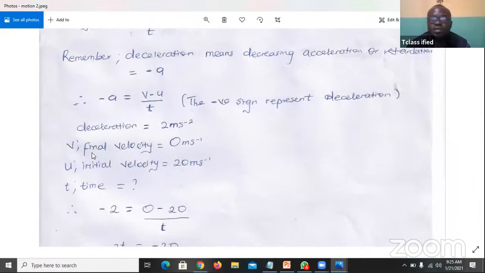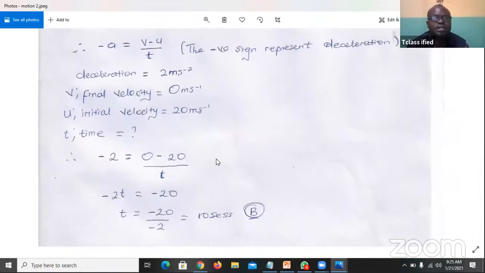Okay, so we know that because they say that the body came to a halt, the final velocity is 0. Initial velocity, as is mentioned there, is 20 meters per second. So time is what we are looking for. So we're going to make T the subject. If you substitute everything, deceleration is minus 2. Final velocity V is 0. Initial velocity U is 20 meters per second. Then all over T. So make T the subject. That's what we're going to do.